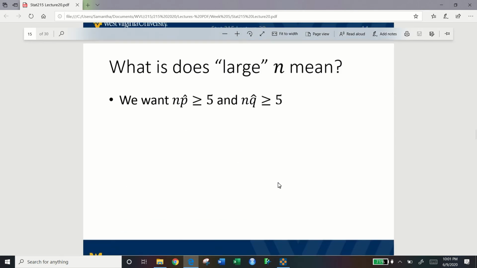Now, at this point, you're probably saying, okay, but what does it mean when we say n is large? In this case, when n is large, we mean that the values n times p-hat must be greater than or equal to 5, and n times q-hat must also be greater than or equal to 5. This is one of those assumptions that we must follow or check.